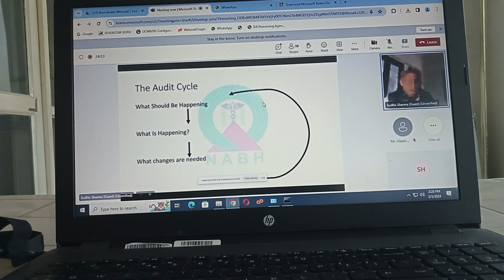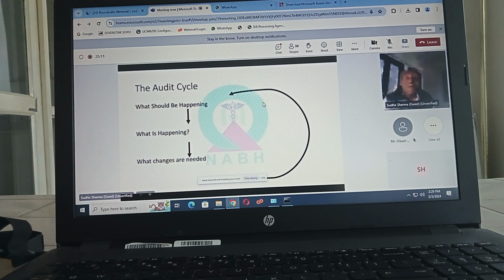Simplified audit cycle. And what is actually happening, that is what is our process at the moment. And after doing the analysis, what changes are needed, implementing the change and monitoring.